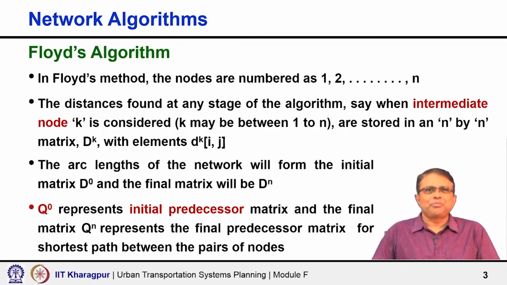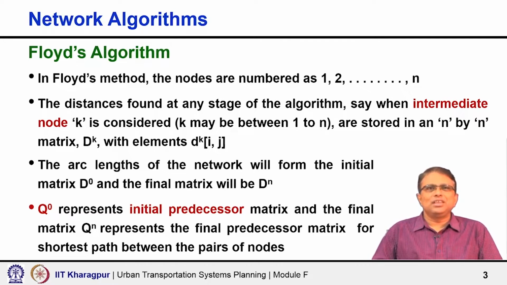That is the beauty. So, in Floyd's algorithm, the nodes are as usual numbered 1, 2, 3, 4, let us say there are n number of nodes, and the distance found at any stage of the algorithm, when we are considering every stage, we consider an intermediate node. I shall explain in a much more detailed manner, also with an example, but at every stage we shall consider an intermediate node, starting with node number 1, and then every stage we will increase it by 1. So, then number 2, number 3.